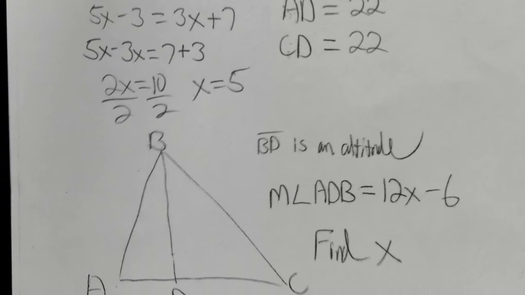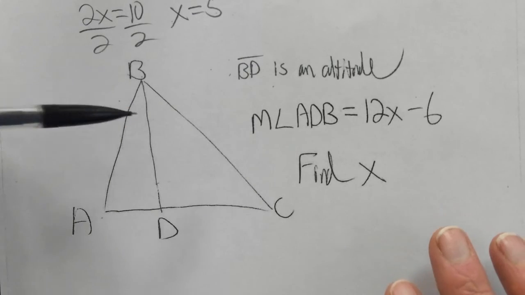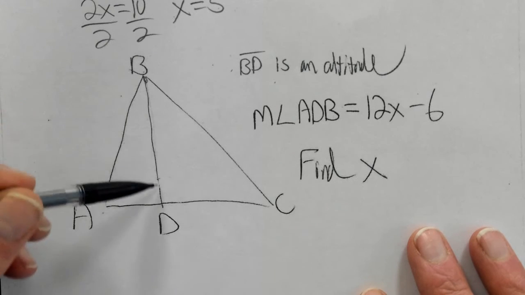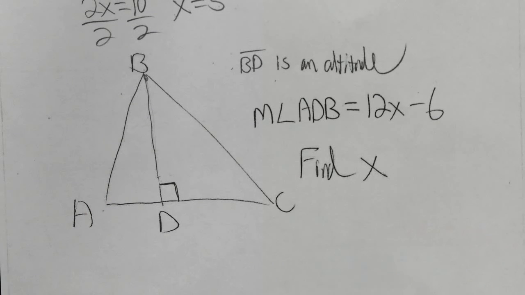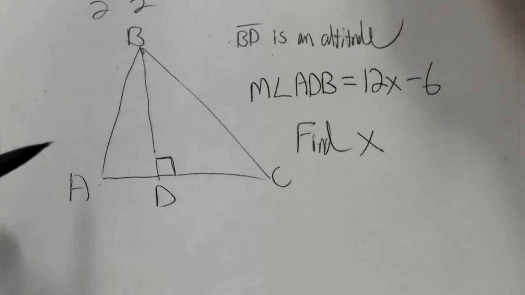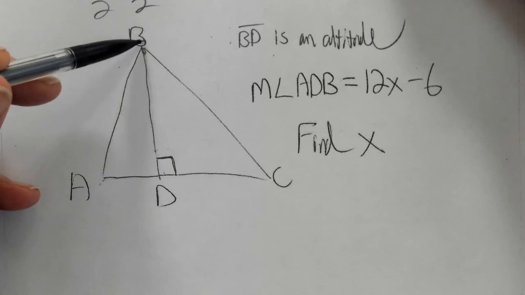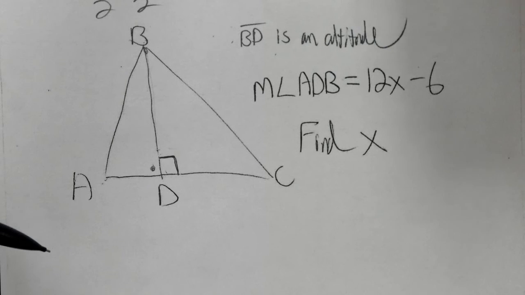Okay, let's see, what else do we got here? Next type of problem, it says BD is an altitude this time, which, remember, the characteristics of an altitude, it starts at a vertex and hits the other side at 90 degrees. I'm going to go ahead and put a 90-degree mark here. And now they tell me the measure of angle, let's trace it out, ADB, so that's this angle right here, is 12x minus 6. Find x.